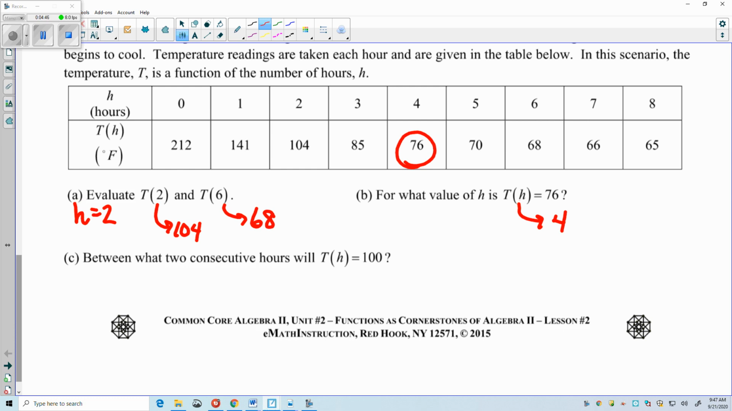And then between what 2 consecutive hours will the final temperature be 100? Notice we're looking for H. What hours will the final temperature be 100? And notice what they're saying, between 2 numbers. So I'm trying to figure out, well, where would 100 fall? Where would that output of 100 be? So it would have to be somewhere in between here. So the two H values then would have to be somewhere in between 2 and 3.